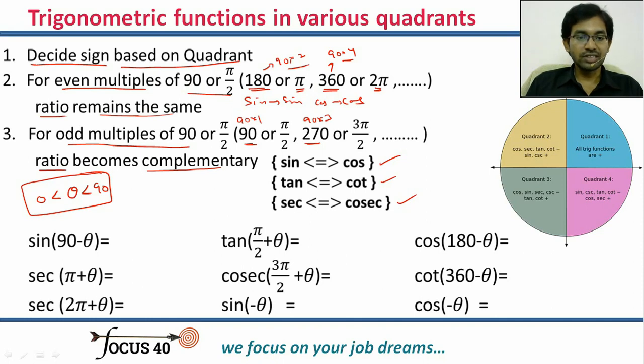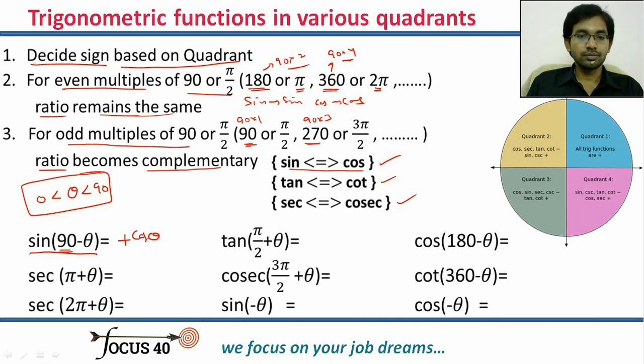First one, sine of 90 minus theta. First of all we have to decide the sign. So 90 minus theta, this angle lies in the first quadrant. In the first quadrant, all are positive, so sine is positive. Next, see the angle here, 90 degrees. It is an odd multiple of 90, so sine changes to cos. So sine of 90 minus theta is plus cos theta.